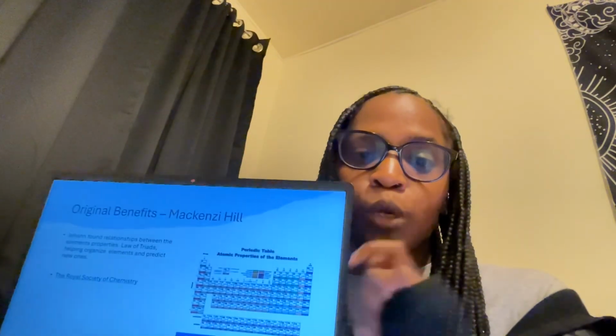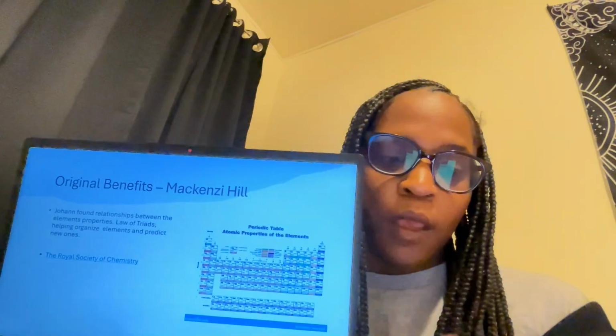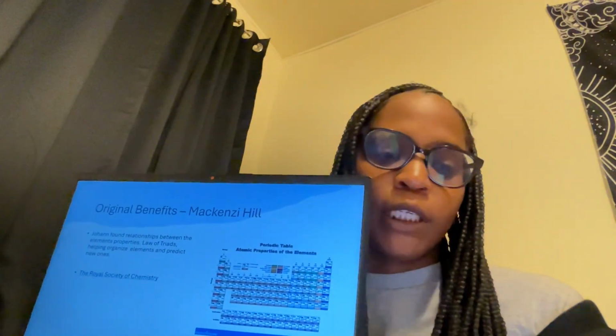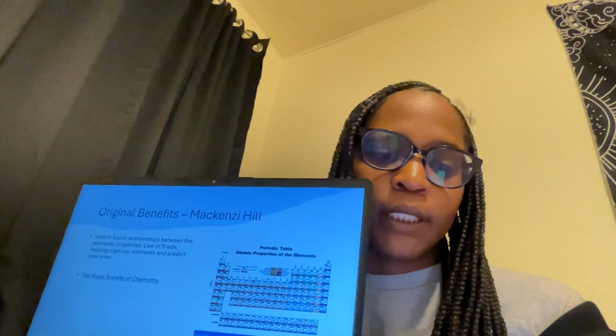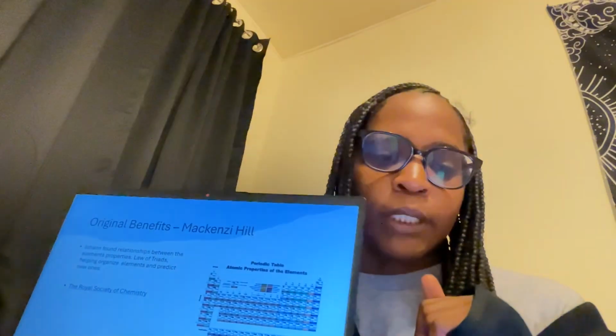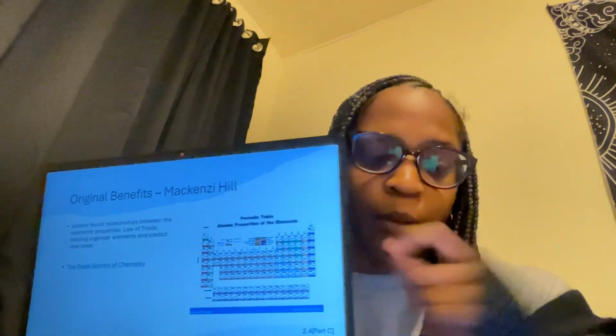Now we're moving on to original benefits. Wolfgang found relationships between element properties. The law of triads helped organize elements and predict new ones. So then we have the periodic table.